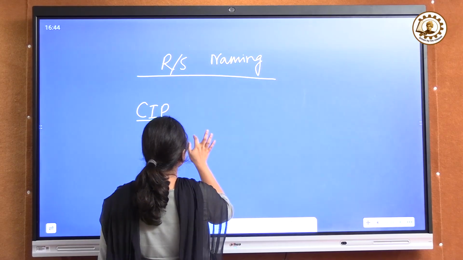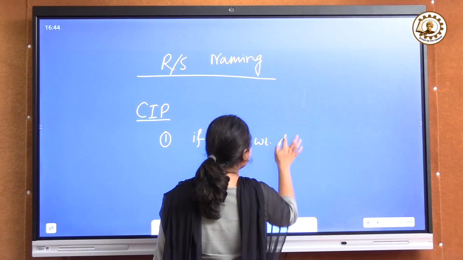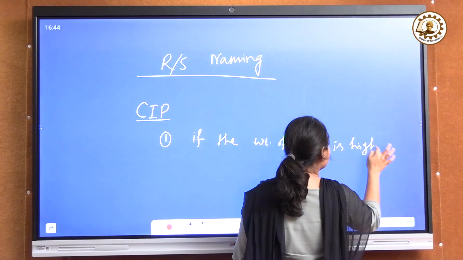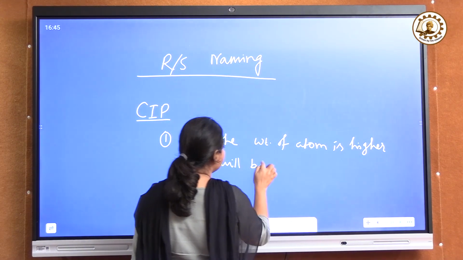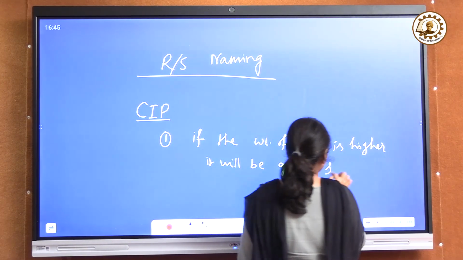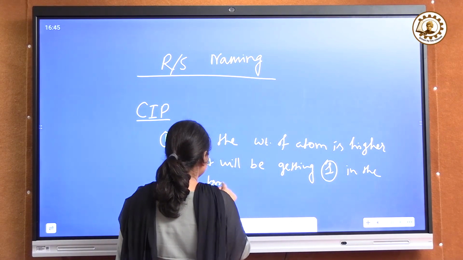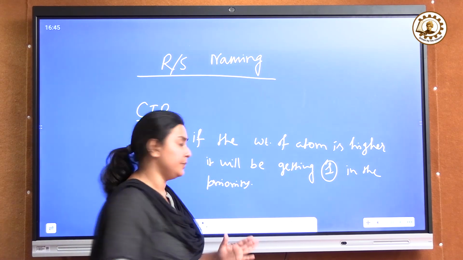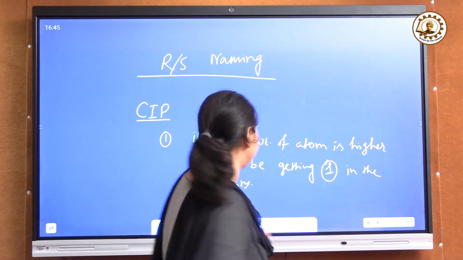CIP rule says that if the weight of the atom is higher, then it will be getting number 1 in the priority order. So it will get the highest priority. If the weight of the atom is highest, then it will get the highest priority.